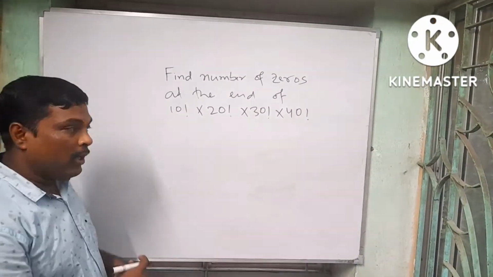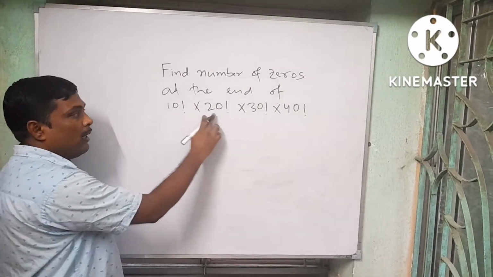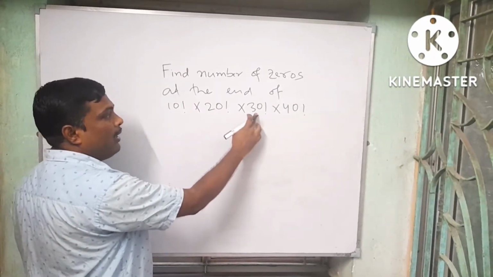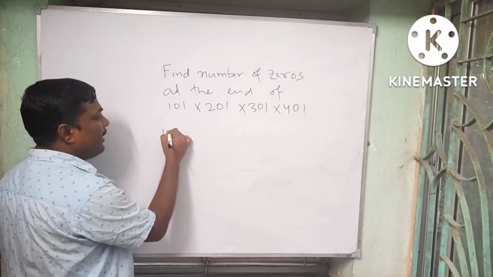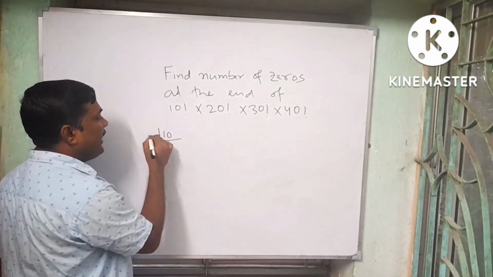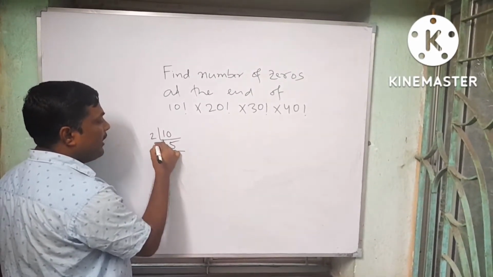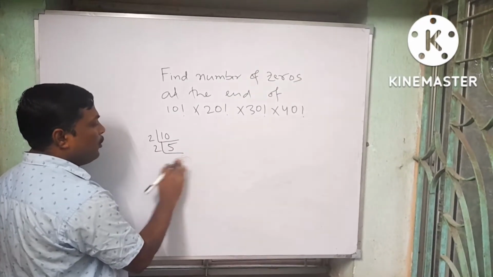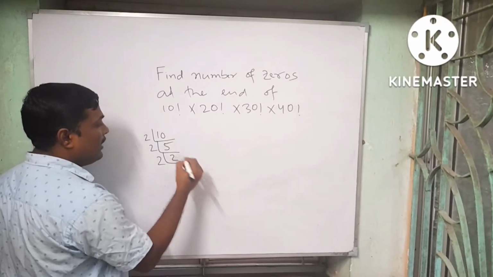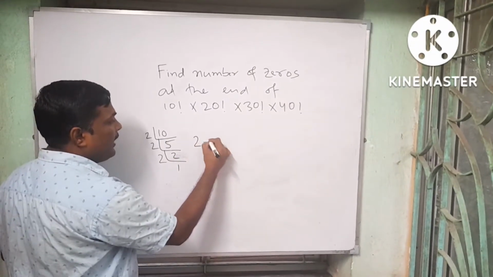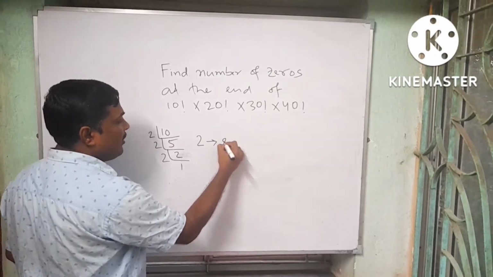into 40 factorial. So first we find number of zeros in 10 factorial, 20 factorial, then 30 factorial, then 40 factorial. Okay, see in 10 factorial just divide 10 by 2, quotient 5, then divide by 2, it is 2, divide by 2, 1. So number of 2 in 10 factorial is 5 plus 2 plus 1, it is 8.